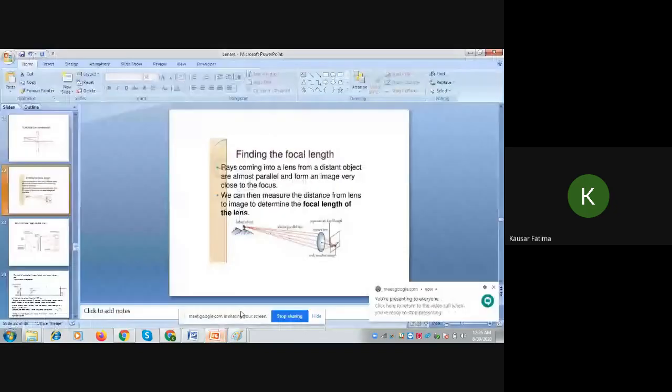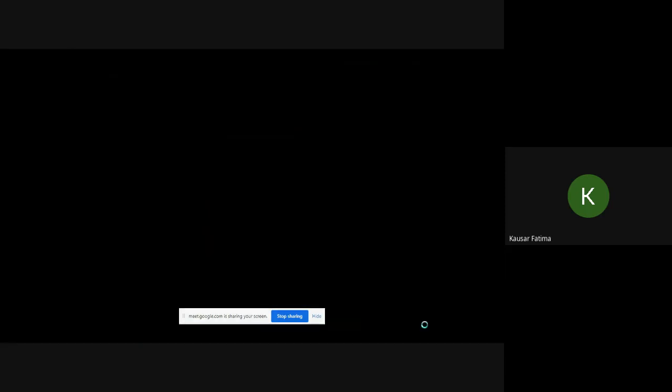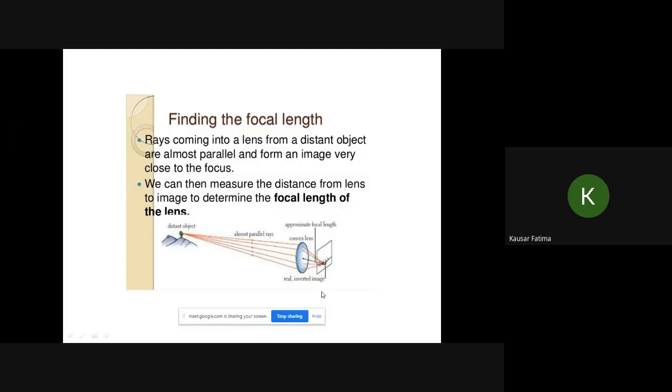Assalamu alaikum students. This video is related to finding out the focal length of a convex lens by different methods, and also contains some questions in which we find out the image formed by a plane mirror, the image formed by a convex lens and a concave lens. So we'll start with the topic of finding out the focal length of a convex lens. The quick method is to obtain the image of a distant object.